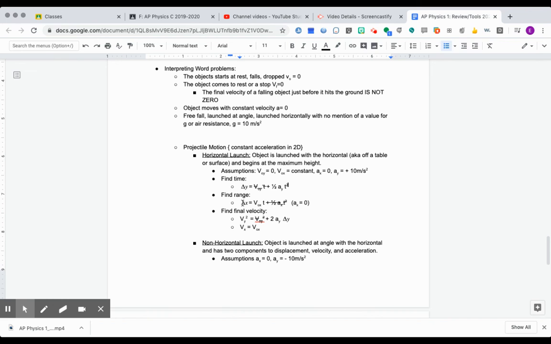Next up, we find the range using the range equation. Remember, there is no acceleration in the x, so this entire portion of the equation cancels out. 0 times anything is 0.